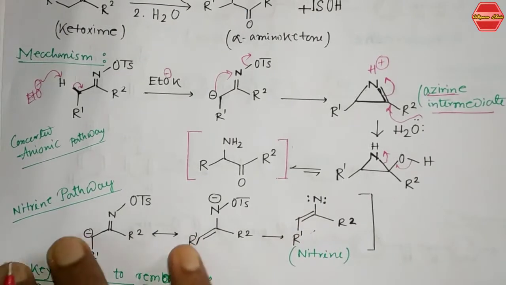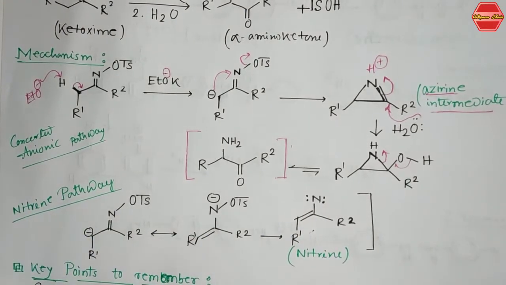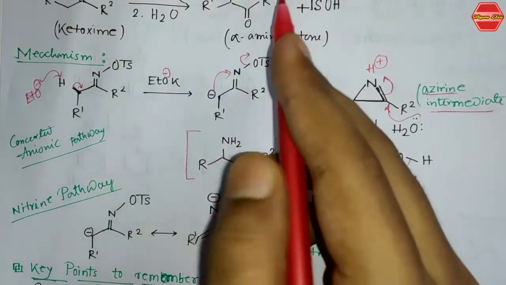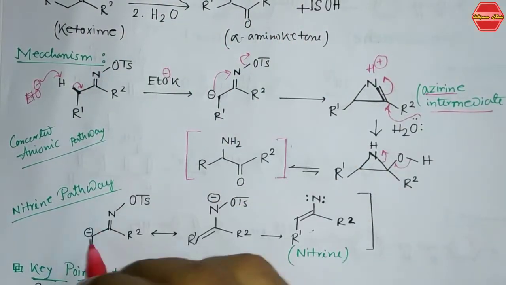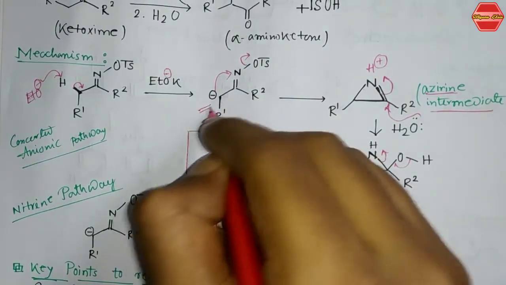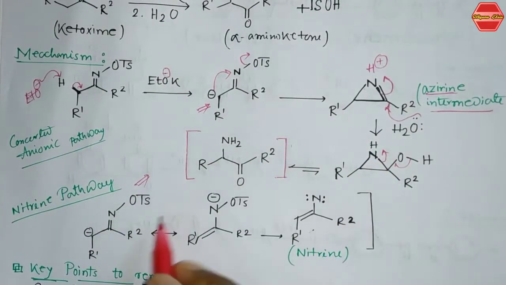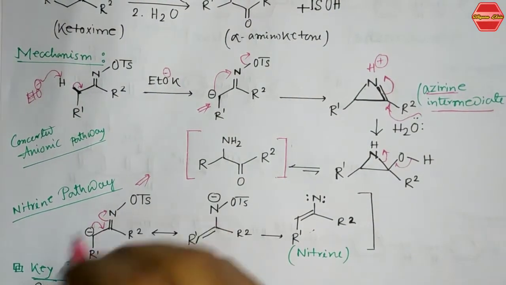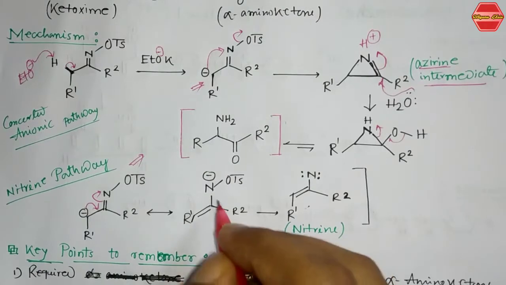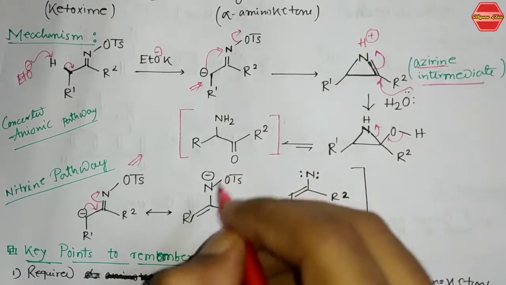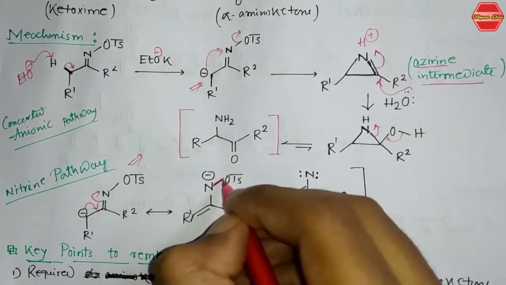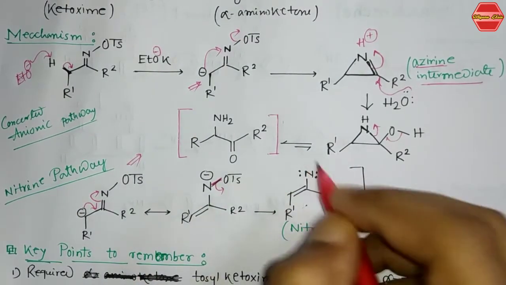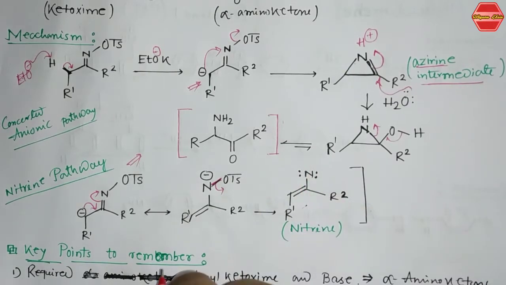Now the second pathway is the nitrene pathway. Now what about the nitrene pathway? The first deprotonation by potassium ethoxide is the same. So this is our same kind of intermediate, this one, right? When we use this, it can go into this resonance type of structure, so that you get this kind of intermediate. Now we all know that OTs is a very good leaving group, so it can easily leave the system in this way, so that you get a nitrene intermediate. So this is our nitrene intermediate.